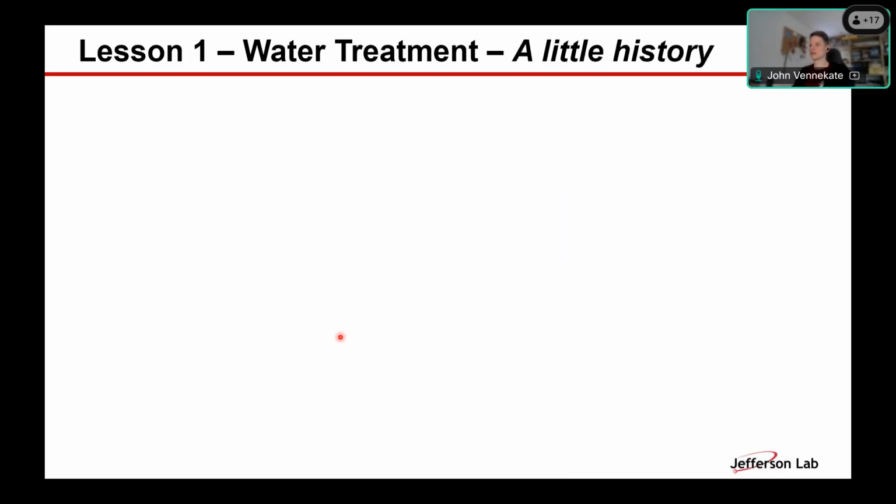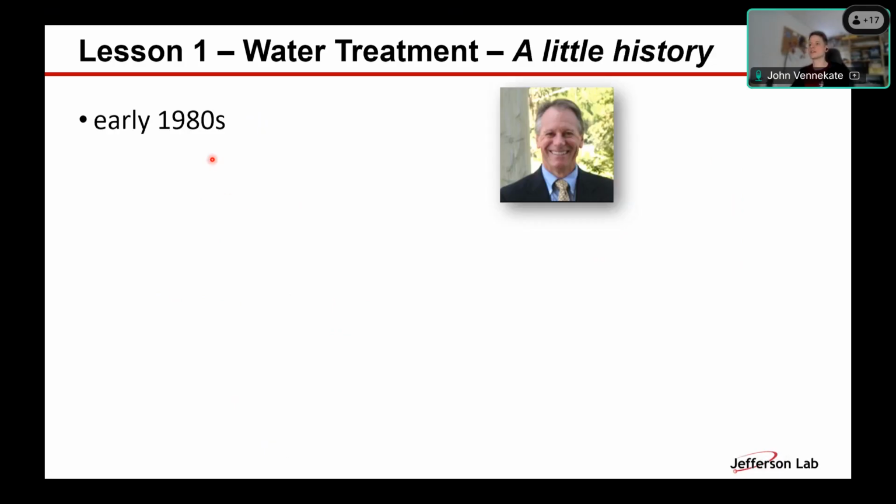So now, like I said, going through a little bit of history. We obviously here at Jefferson Lab don't want to claim credit that we're the first ones to think of using particle accelerators to irradiate water. This already started in the United States in the early 80s, actually. And that started at the Miami E-beam research facility with this guy over here, who back then treated wastewater.